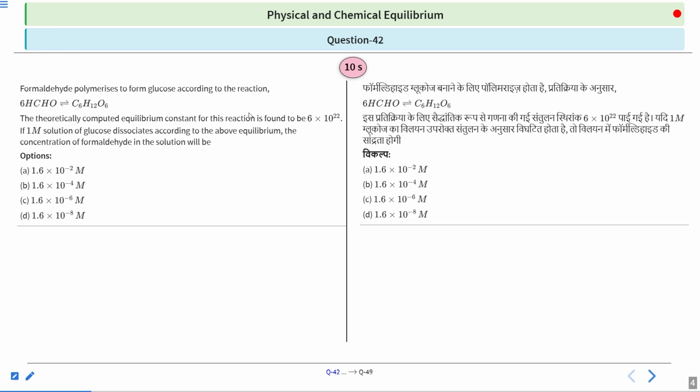be. Your options are A, 1.6 into 10 to the power minus 2 molar, option B, 1.6 into 10 to the power minus 4 molar, option C, 1.6 into 10 to the power minus 6 molar, and option D, 1.6 into 10 to the power minus 8 molar. Sir, 10 seconds to solve this question starts now. Your time is up.